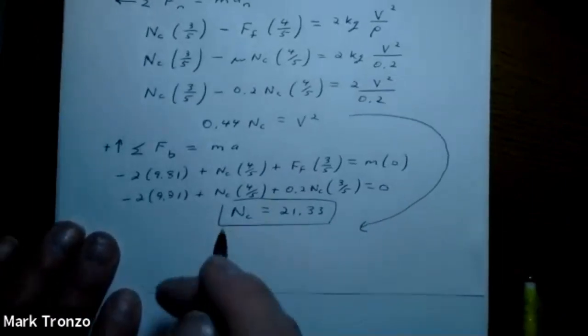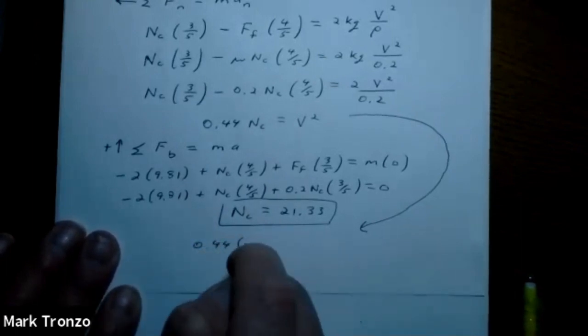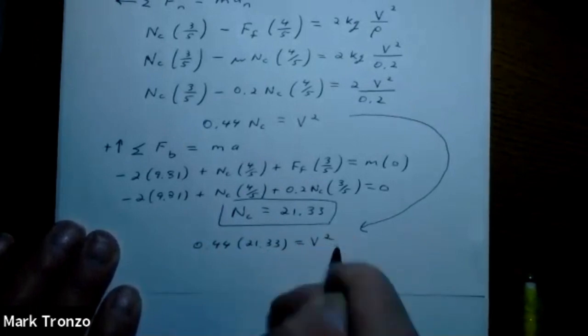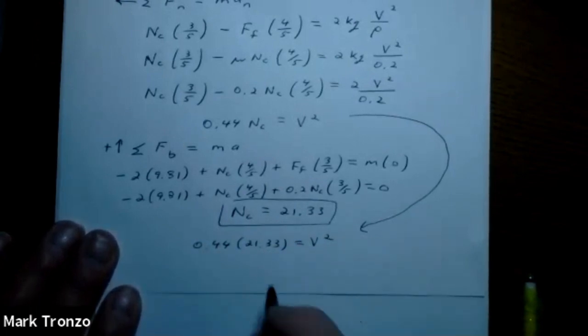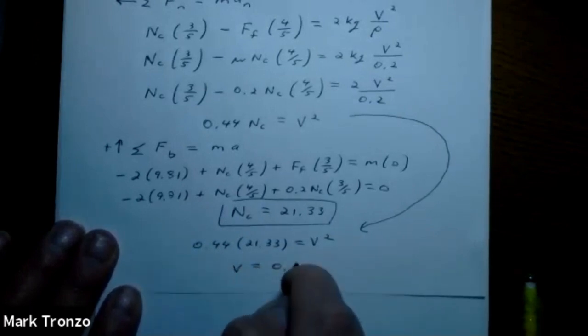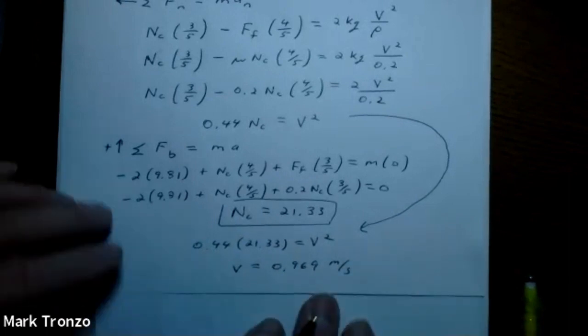And when we do that, we have 0.44, 1.33 v squared. And when we solve for v, we end up getting 0.969 meters per second.